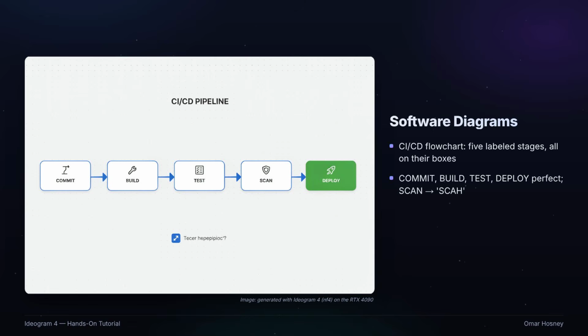Scan came out as SCAH, and one small stray caption of garbled text appeared below the diagram. That's the recurring pattern with text-dense layouts. The big structure is rock solid, but small labels can wobble. 8.5, completely usable after 30 seconds in any image editor.